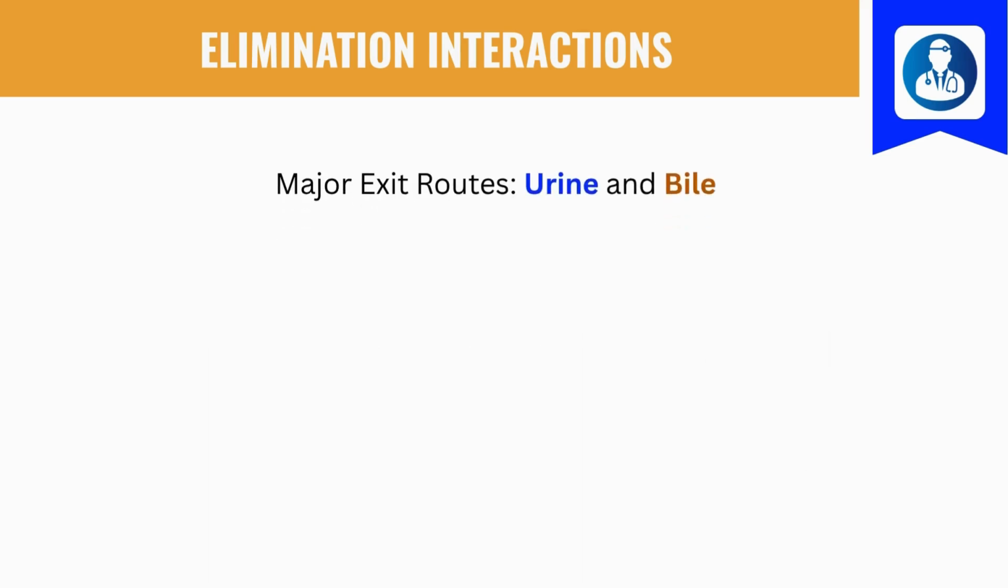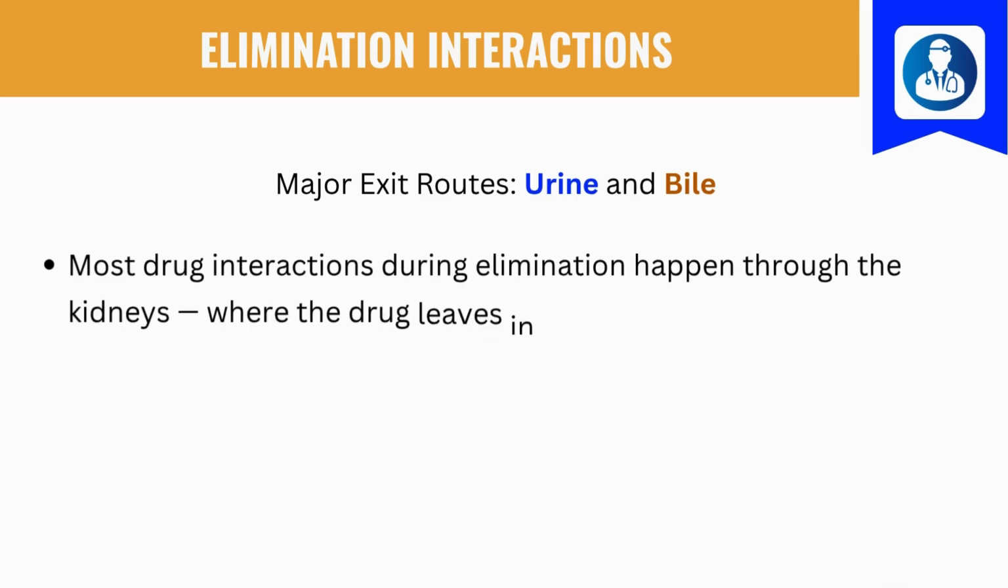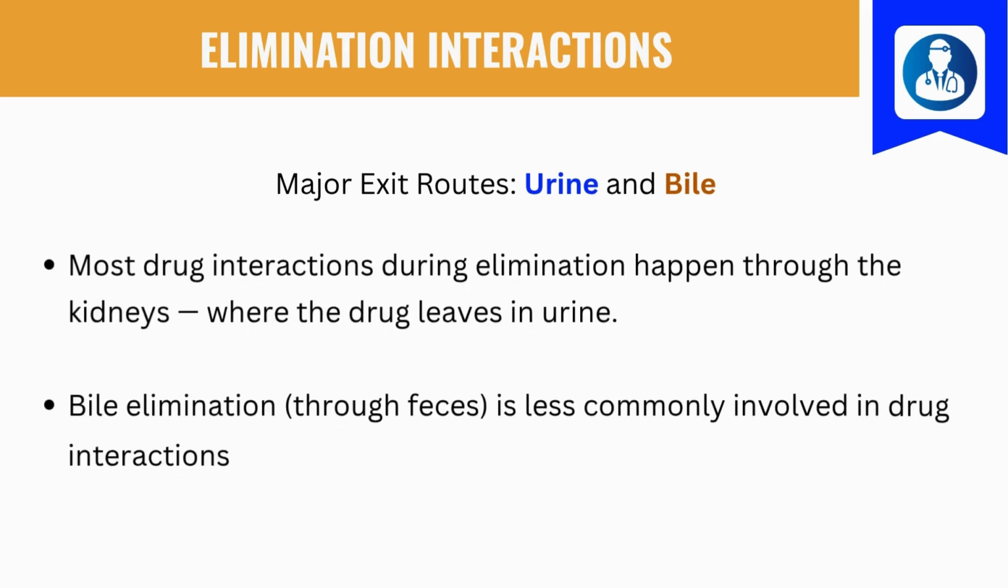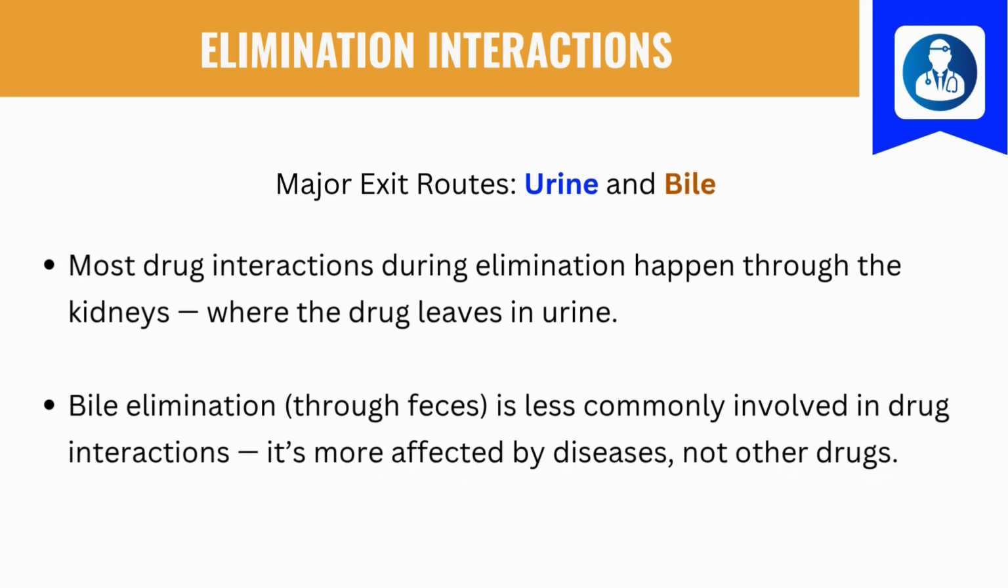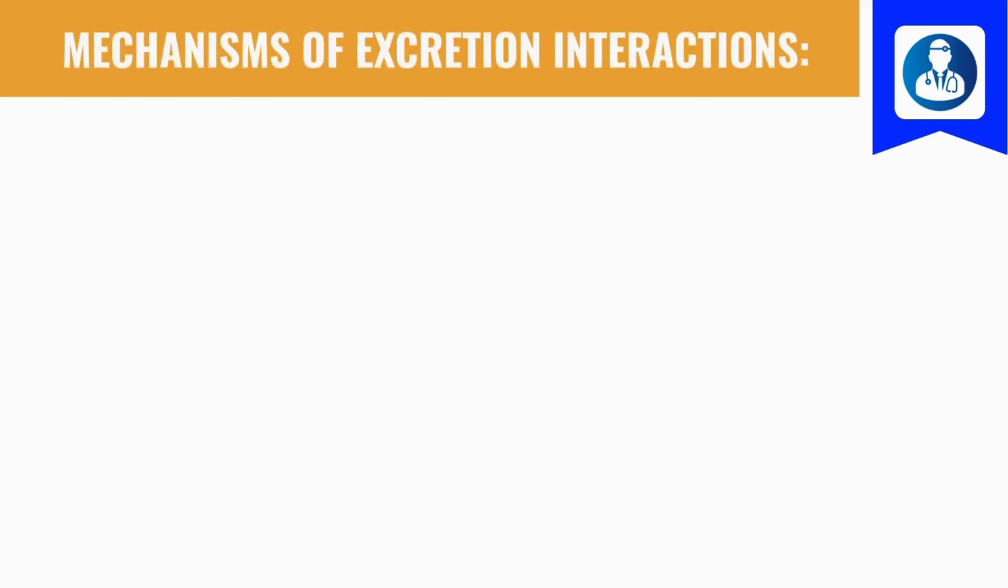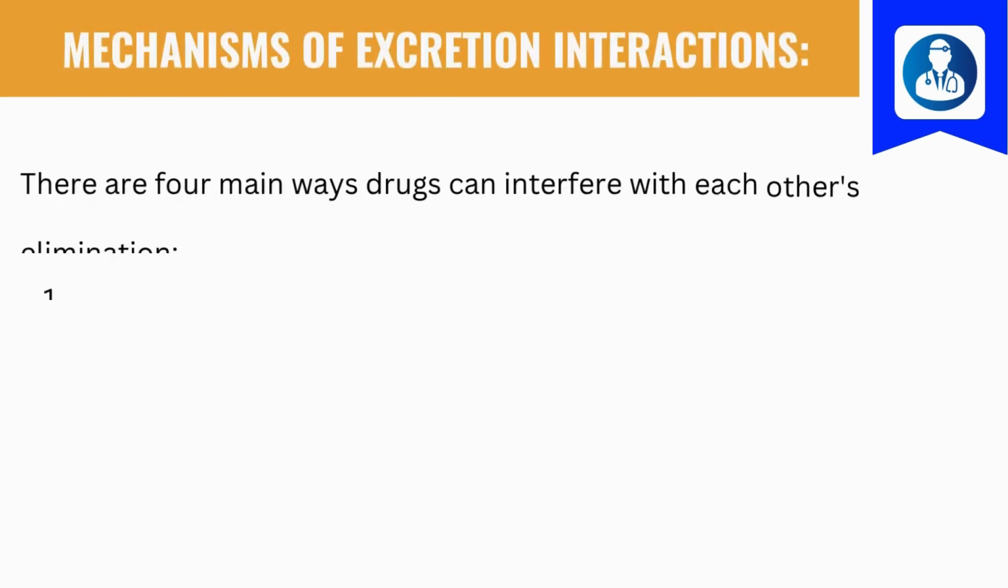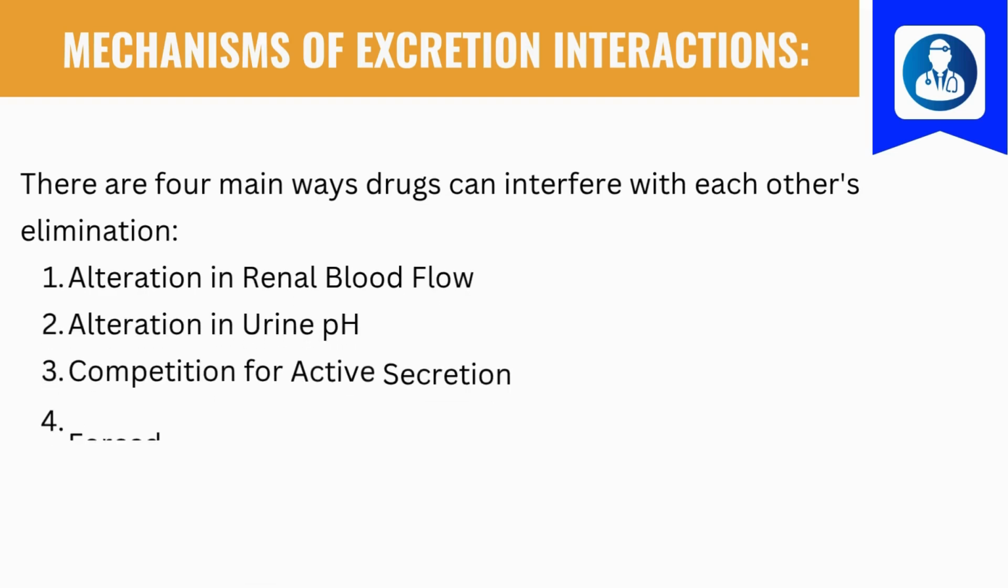Major exit routes: urine and bile. Most drug interactions during elimination happen through the kidneys, where the drug leaves in urine. Bile elimination, through feces, is less commonly involved in drug interactions. It's more affected by diseases, not other drugs. Mechanisms of excretion interactions. There are 4 main ways drugs can interfere with each other's elimination.